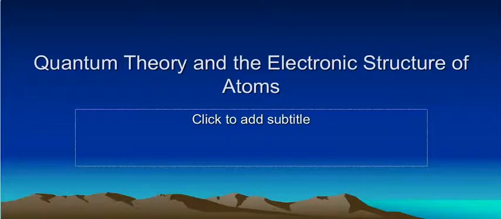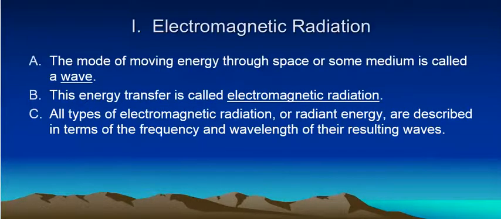Quantum theory and the electronic structure of atoms. Energy moves through space in waves. Energy transfer is called electromagnetic radiation, and all types of electromagnetic radiation are described in terms of frequency and wavelength.